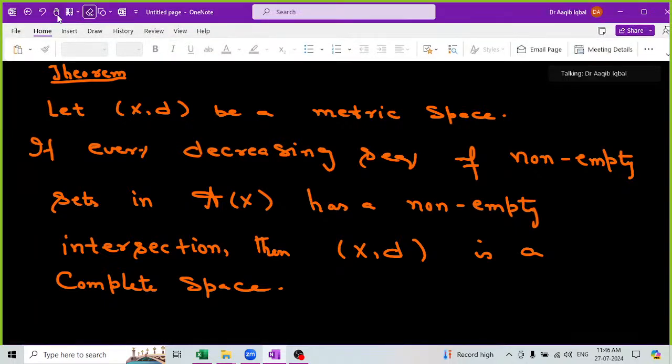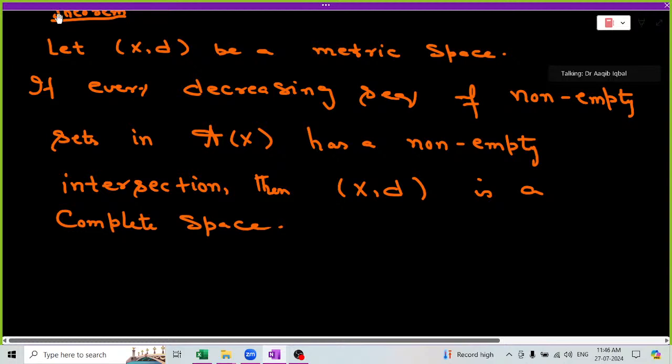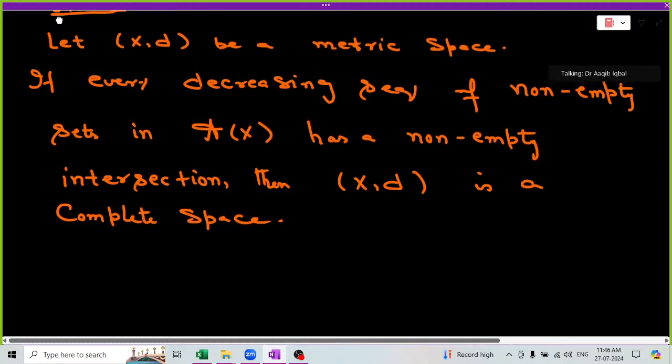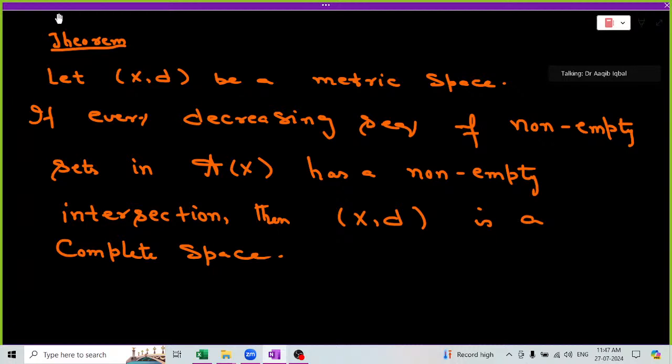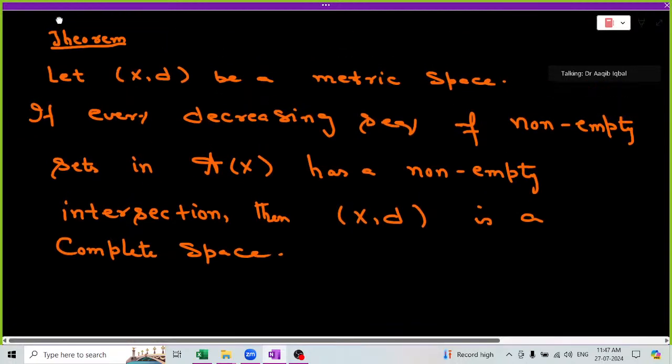ठीक है, if this be the case, then we can conclude that this XD is a complete space. But the condition is this: every decreasing sequence of non-empty sets in AX must possess a non-empty intersection. So if you are assuming this, then you can actually claim completeness of the space. Basically this ensures completeness. अगर ऐसा हो रहा है, then space is complete.